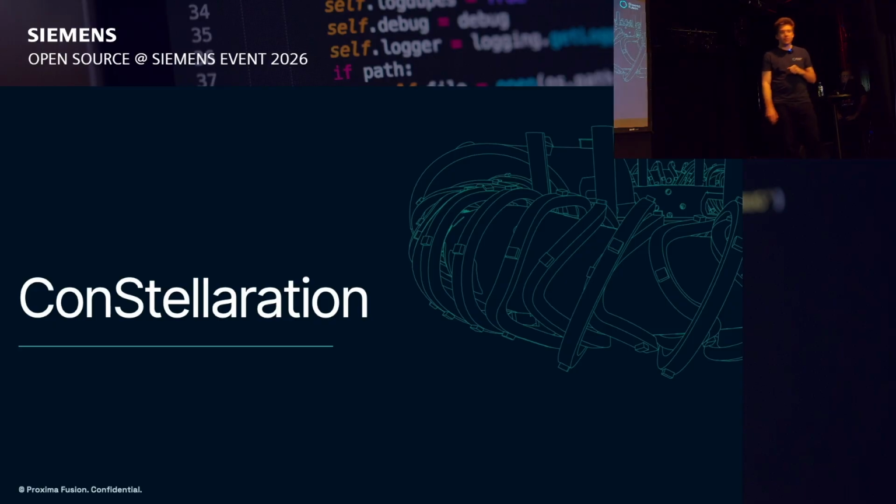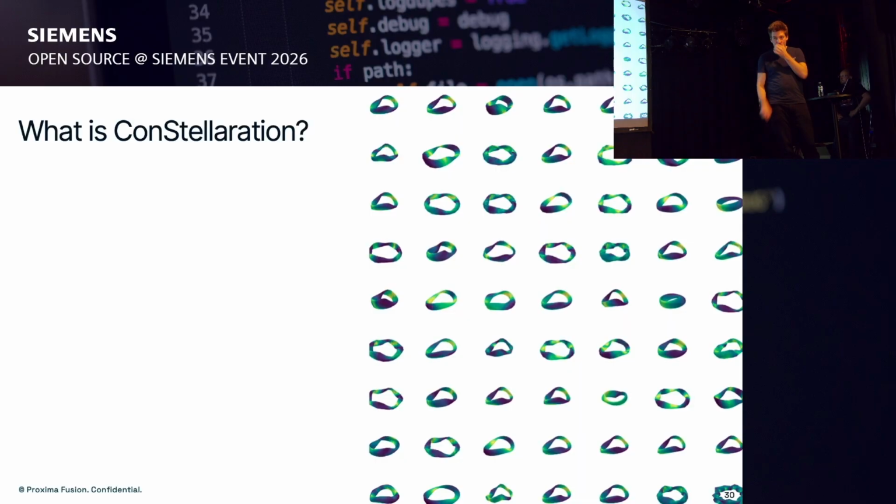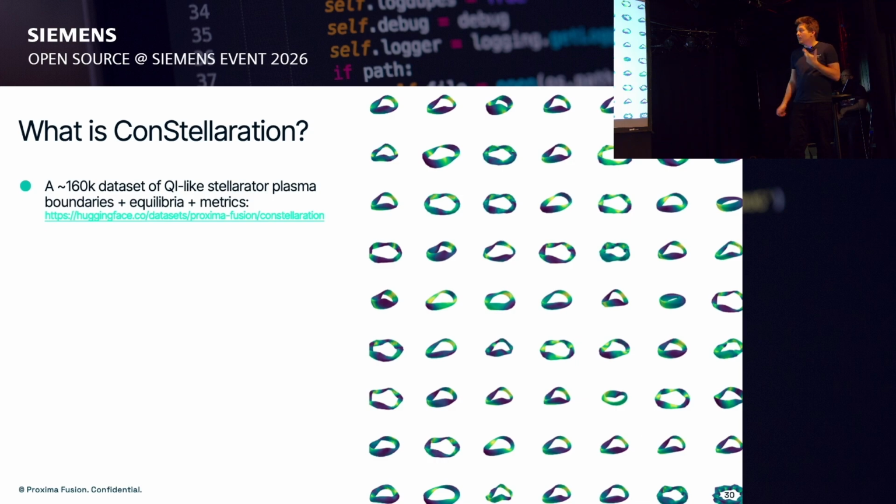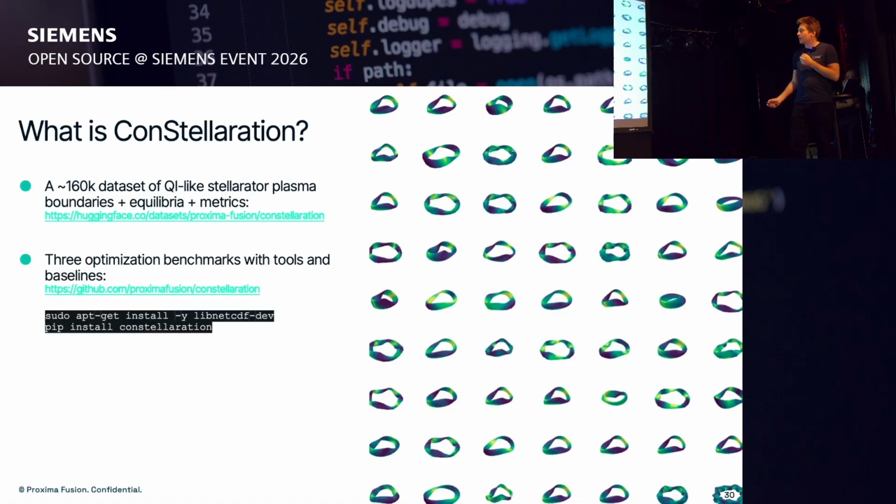Okay, then I come to the last topic, this ConStellaration challenge. ConStellaration is basically what you see here on the right. Every little thing here is a stellarator design. It's 160,000 in total of this plasma boundary, so the shape of the outermost surface of this plasma, the actual equilibrium calculation and the metrics. They are available on this Hugging Face data set here.